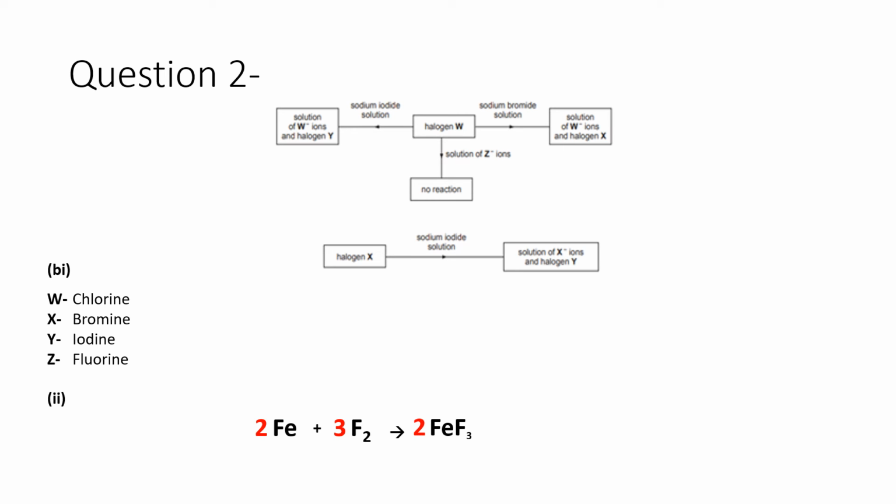Check, we have 6 F atoms on the reactants and the products. There are 2 iron on the reactants and the products, so therefore this reaction is balanced.